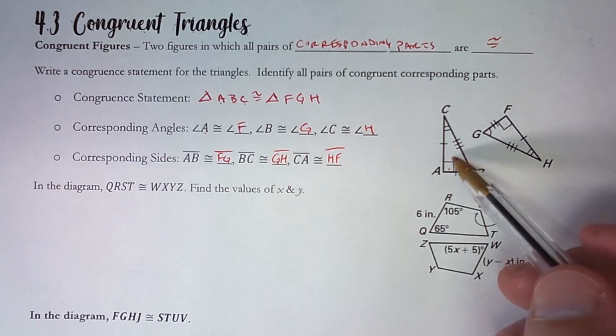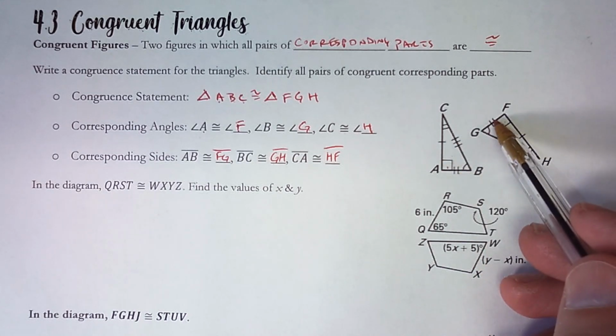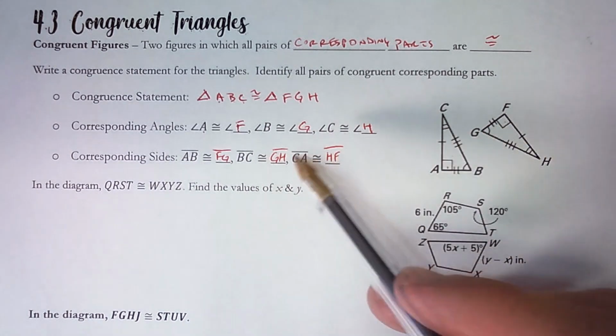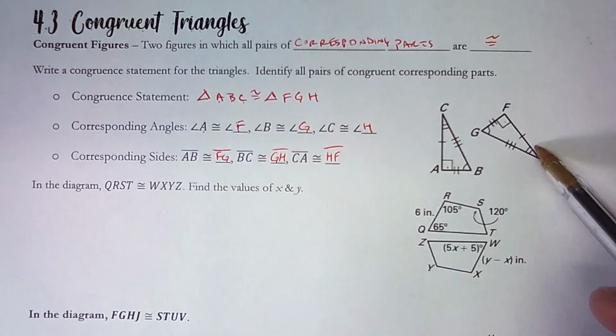And I can compare that to the tick marks. AB has 2 tick marks. FG has 2 tick marks. BC has 3 tick marks. GH has 3 tick marks. CA has 1. HF has 1.